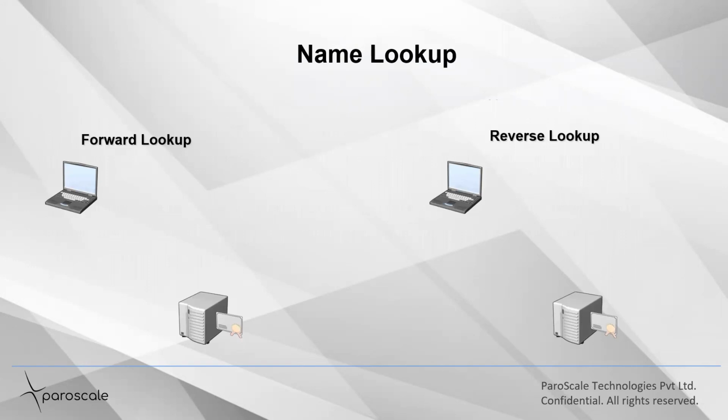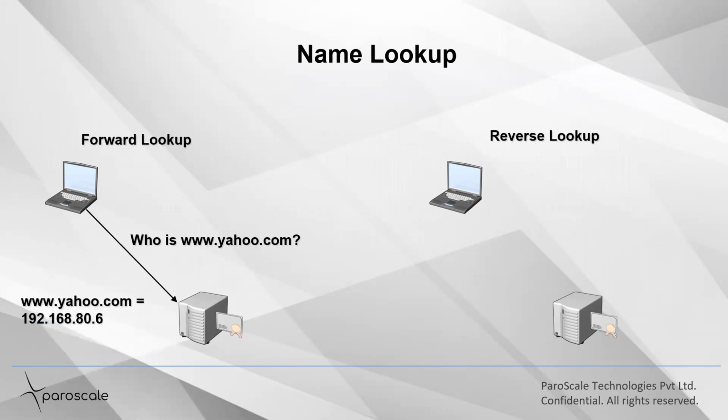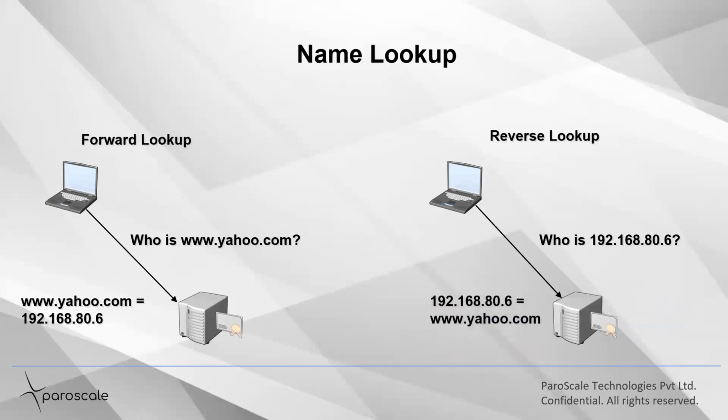There is a system that queries the DNS server, who is www.yahoo.com? The DNS server replies with an IP for yahoo.com. Same as in the reverse lookup query, we ask the DNS server who is 192.168.80.6. It should reply with the domain name. So it replies that 192.168.80.6 is www.yahoo.com. So these are the two lookup types which DNS basically uses.